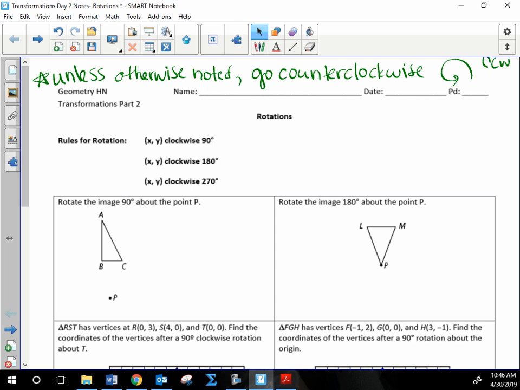Okay. So our rules for rotation, that's what we were investigating before. Now notice these are written in terms of clockwise. Let's write above it the counterclockwise equivalent. So if it's clockwise 90, that's counterclockwise how much? Negative 90, or 270 here.